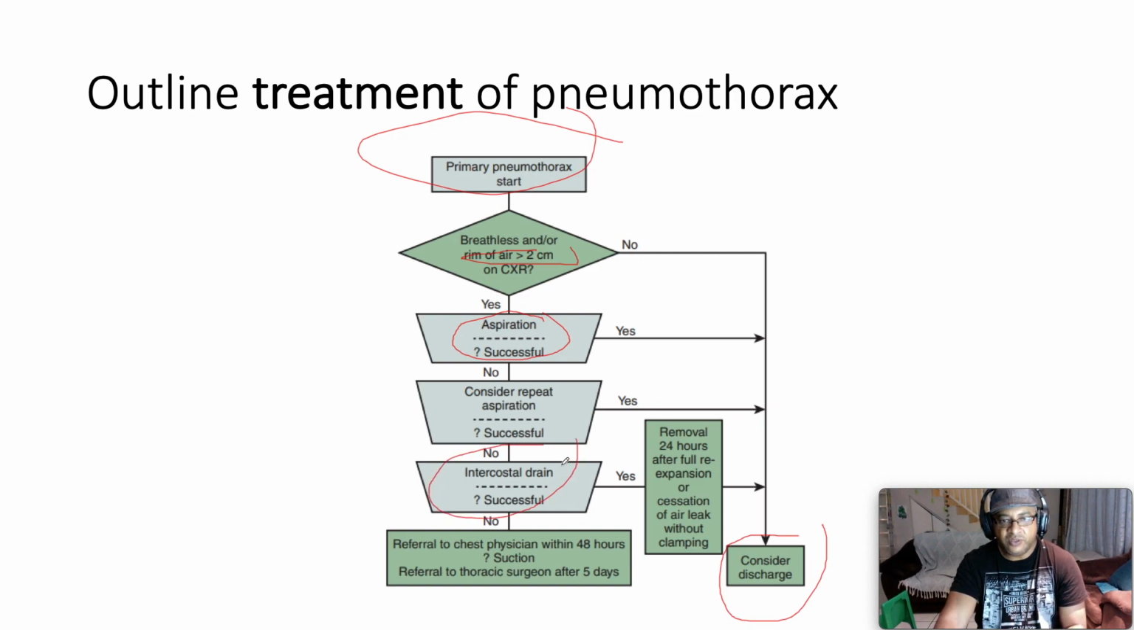Once you insert the chest drain, if it was successful, you can remove it 24 hours after full re-expansion or cessation of air leak, without clamping. But if your ICD wasn't successful, refer to cardiothoracics within 48 hours. Right, there you go.